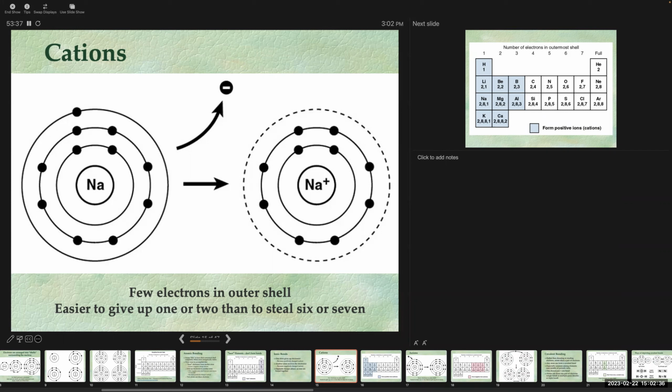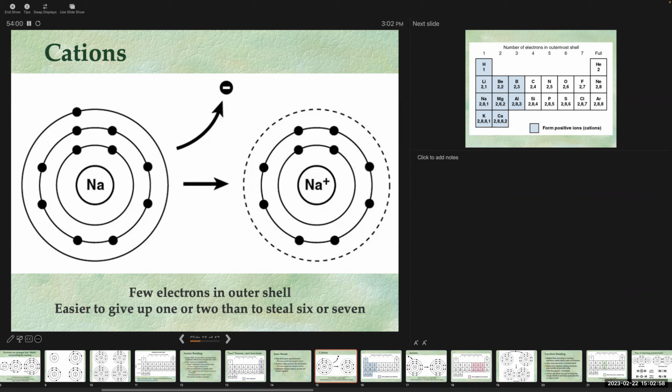The first 2 electrons will be in the first shell. Then you'll have 8 electrons in the second shell. That means the 11th electron has to be all by itself in that third shell. And that makes sodium very sad. It really wants that outer shell to be full.